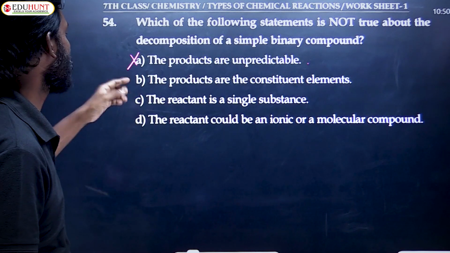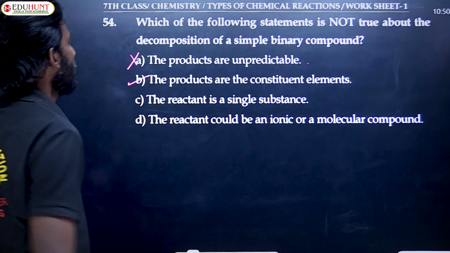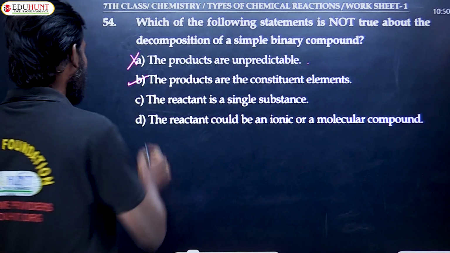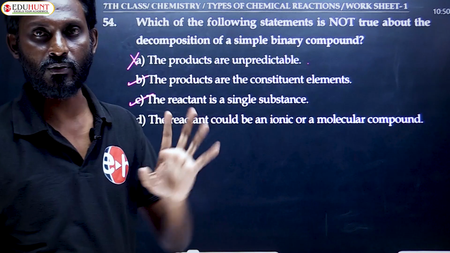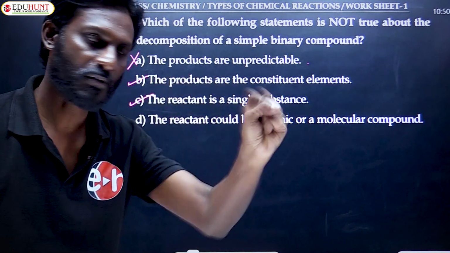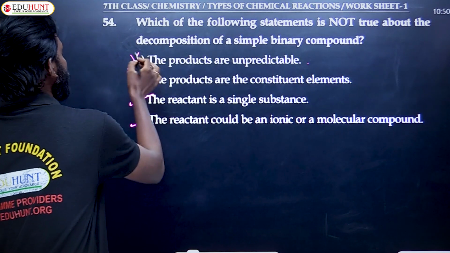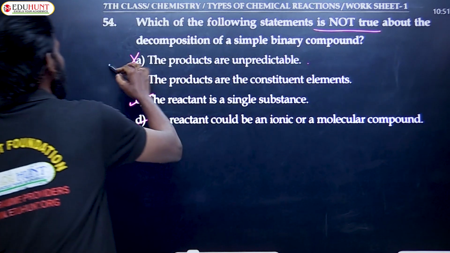Check the rest of the options. The products are the constituent elements. Yes. The reactant is a single substance. Yes. One compound breaking down into simple compounds. Yes. The reactant could be an ionic or molecular compound. Okay. That can be an ionic compound or molecular compound. Yes. These three are correct. First option wrong. So we need to find which is not true. So our answer is the first option.